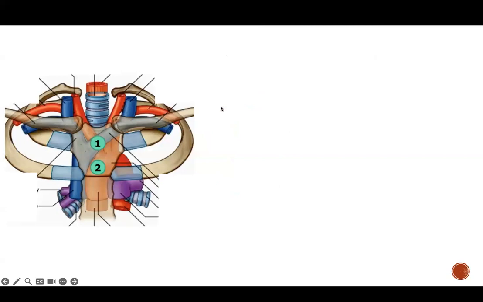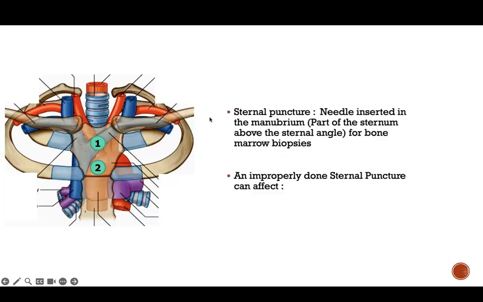This is a very nice image you have in your slides. If we insert the needle too much over here, we will damage the left brachiocephalic vein. And if we put it too much over here, then we'll damage the arch of the aorta. And again, remember that the most anterior structure just behind the sternum or the manubrium is the left brachiocephalic vein. Okay.